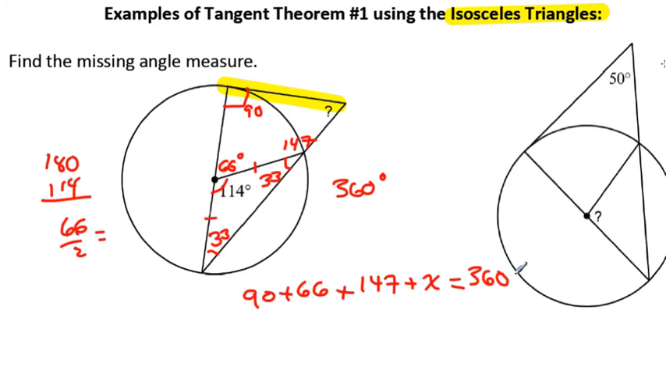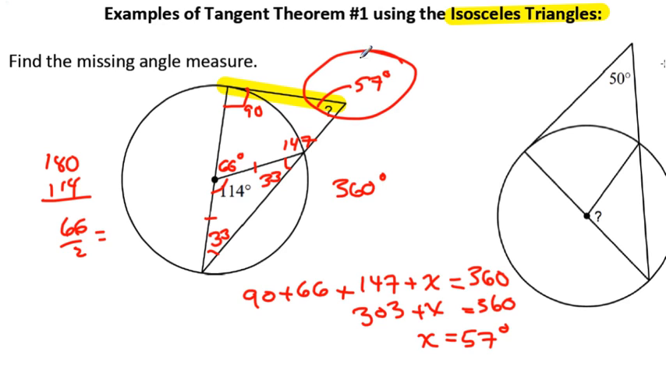So let's math it out a little. So 303 plus x equals 360. All right, subtract 303 from each side. You get x equals 57 degrees. All right, so 57 degrees is the answer to that one.